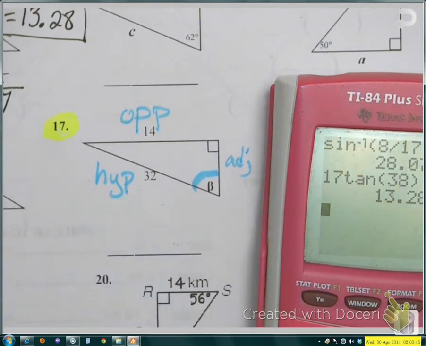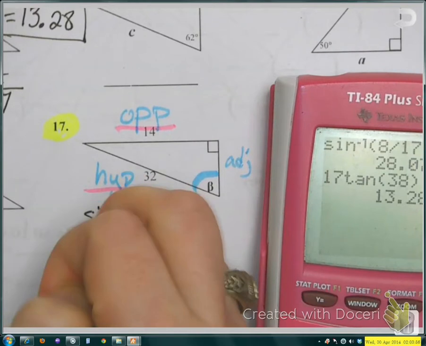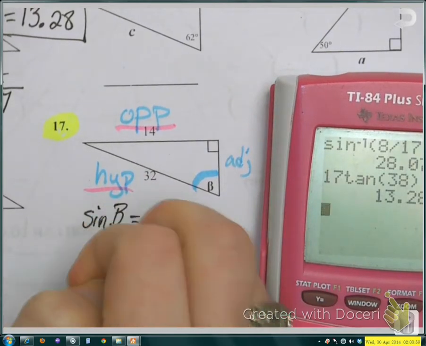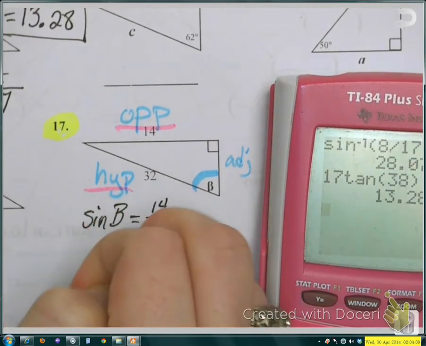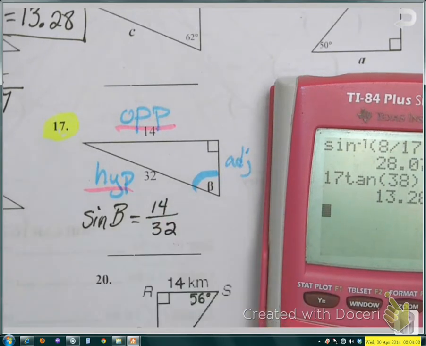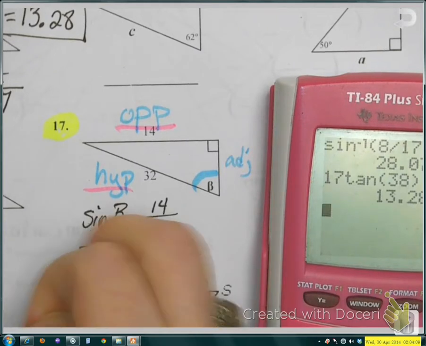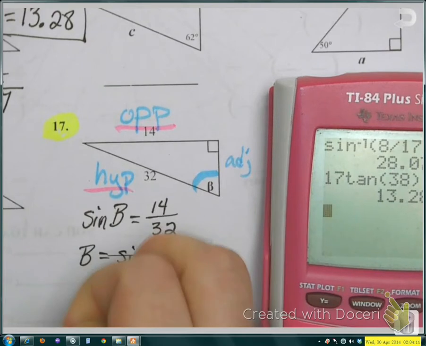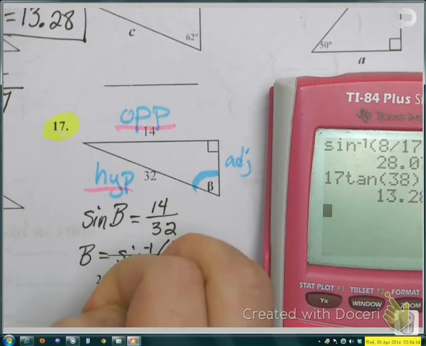So which 2 sides have I been given? I've been given opposite and hypotenuse. Opposite over hypotenuse is sine. So I know the sine of B equals the opposite, which is 14, over the hypotenuse, which is 32. Now I have a situation like the very first problem, number 7, that we just worked. So I need to solve for B. I'm going to do sine inverse of 14 divided by 32.